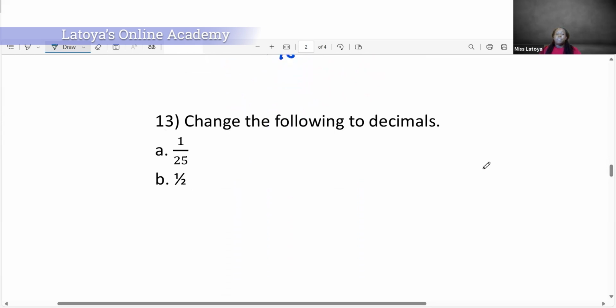Change the following to decimals. To change any fraction to a decimal, we divide denominator into numerator. There is also another method that I explained prior to this, and you can check out that video as well.